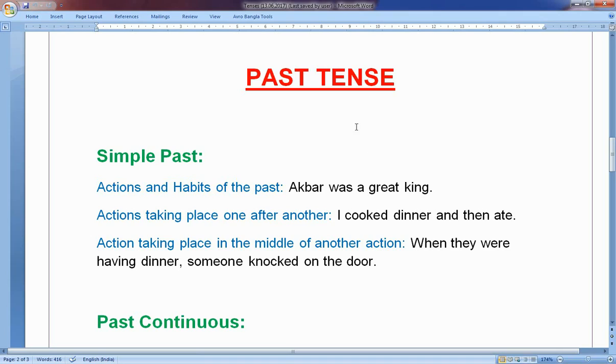Example, it has been raining since morning. Now that we've taken a thorough look at the present tense, let us move on to the next section, which is the past tense. Let us now talk about the past tense.